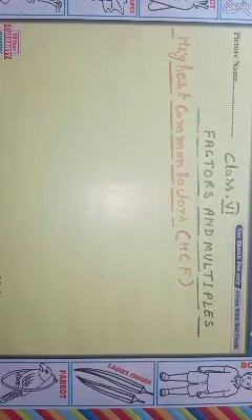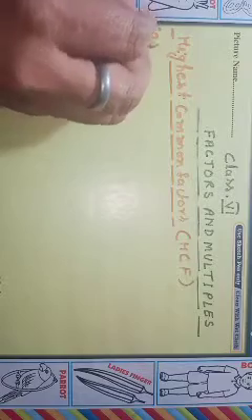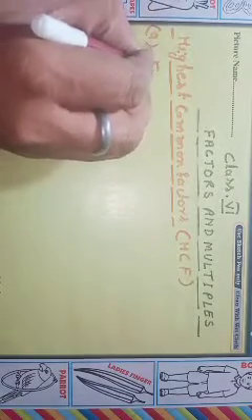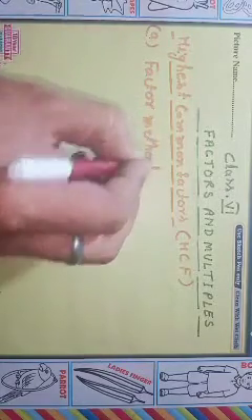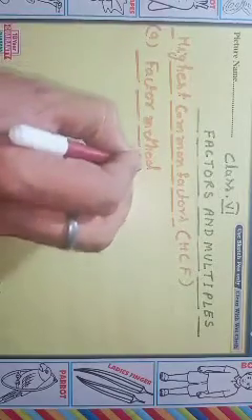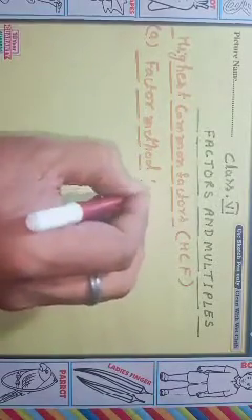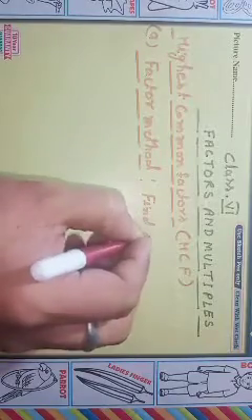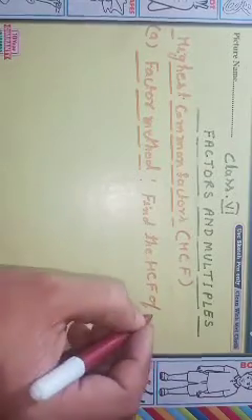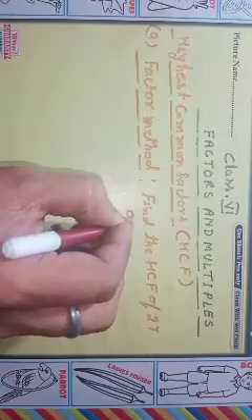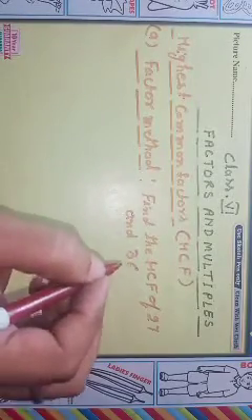Now the next topic is find the HCF of two numbers. HCF means highest common factor of two numbers. So the first method, factor method. Find the HCF of 27 and 36 by factor method.